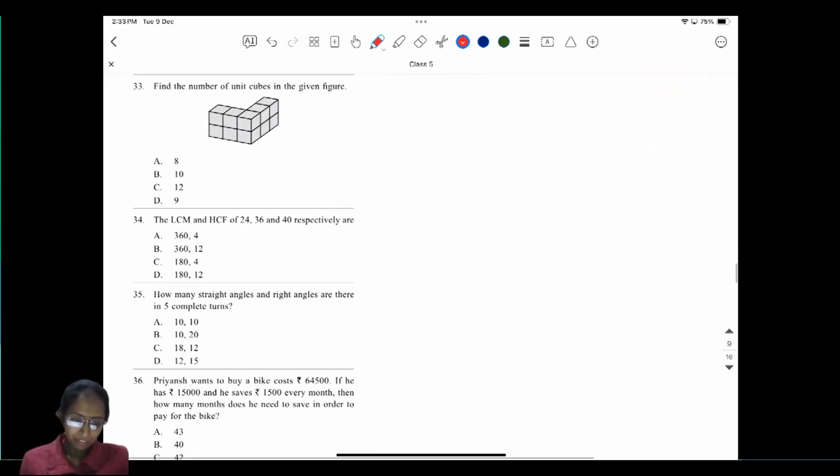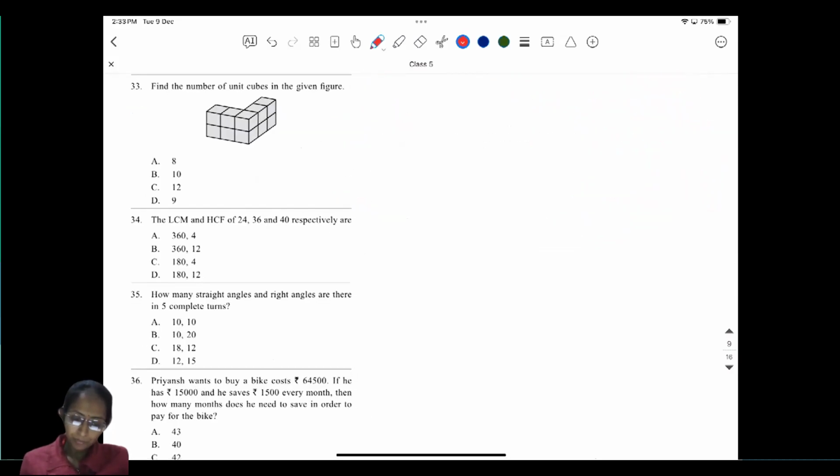Now next one. Find the number of unit cubes in the given figure. So we need to find the cubes. 1, 2, 3, 4, 5, 6, 7, 8, 9, 10. 10 only are the cubes.